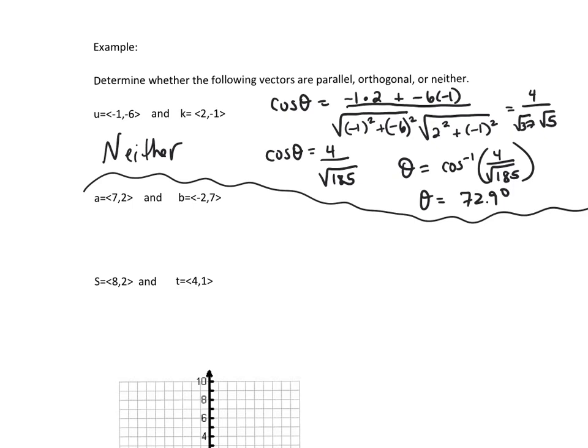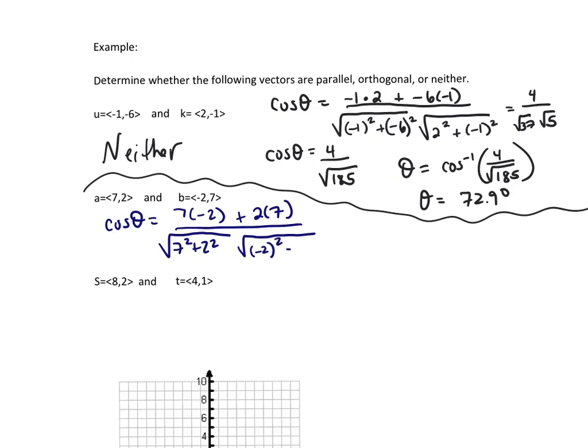Okay, let's look at vectors A and B and see what we can figure out about those. And there's a graph on the bottom if you wanted to graph them. I'm not graphing them, but you certainly could. So if I find the angle between these two, it's the cosine of 7 times negative 2 plus 2 times 7, all over the magnitude of A, which is the square root of 7 squared plus 2 squared, times the magnitude of B, which is the square root of negative 2 squared plus 7 squared.